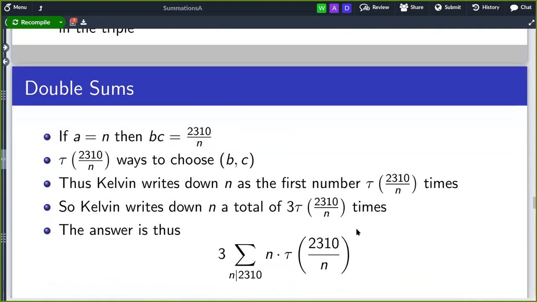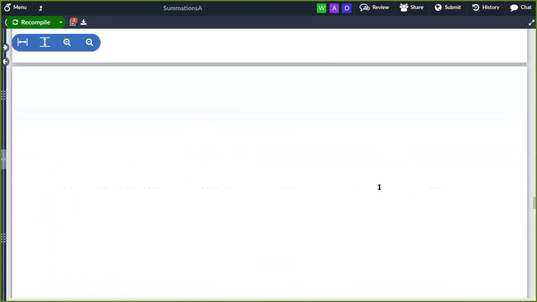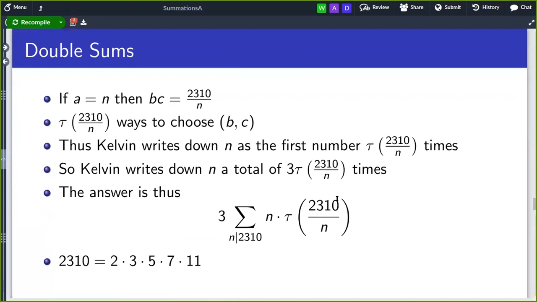So we want to sum over all divisors. Tau is the number of divisors of n. So now we want to sum over all divisors of 2,310, and the sum is n times tau of 2,310 over n. As mentioned earlier, we can factor 2,310 as follows: 2 times 3 times 5 times 7 times 11. So now this is actually pretty nice, because we can write the sum like so.